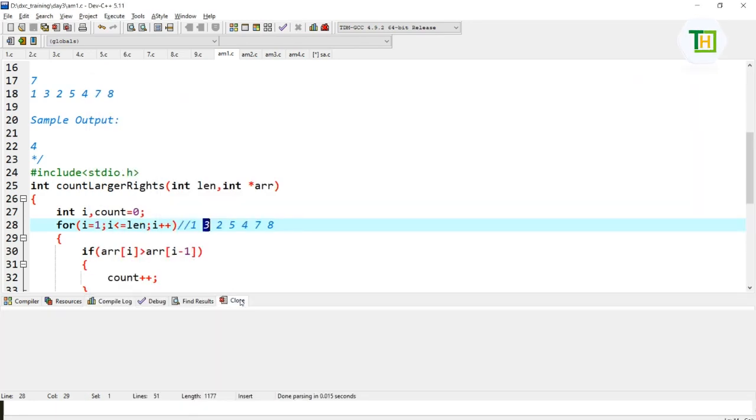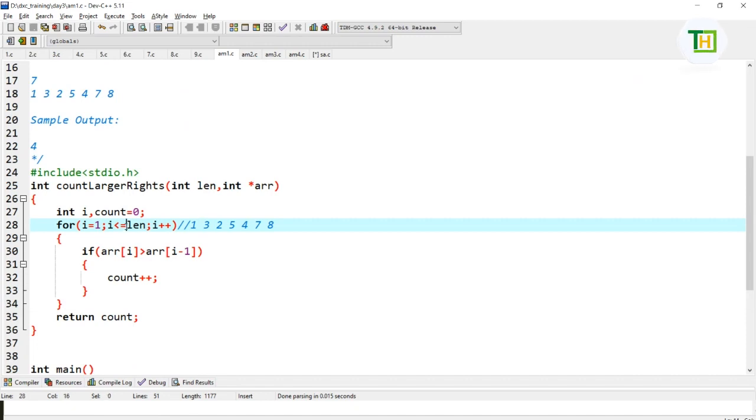But one more mistake is there, that is equal to length. That is also wrong. That means equal to length, if the length is 6, the last index value is always 5, right? That's why we have to remove this equal to here. We have to remove this equal to here. Is it clear, everyone?